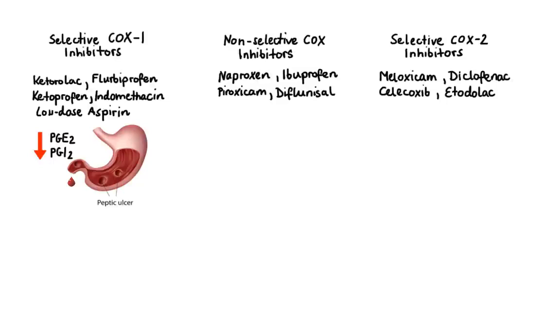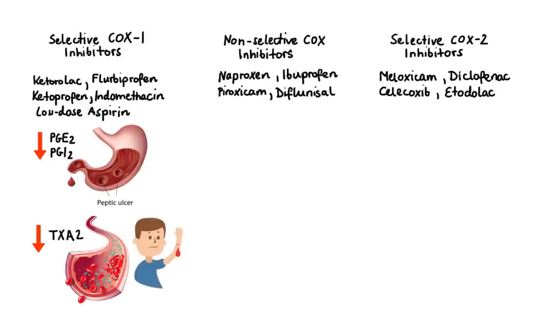Now, the second major side effect of NSAIDs results from inhibition of COX-1-mediated production of thromboxane A2, TXA2 for short. As you may remember, thromboxane A2 promotes platelet aggregation, so decrease in its formation results in antiplatelet effect and thus increased risk of bleeding. This effect is particularly evident with the use of aspirin, which unlike the rest of the NSAIDs, irreversibly inhibits COX-1 enzyme in platelets.